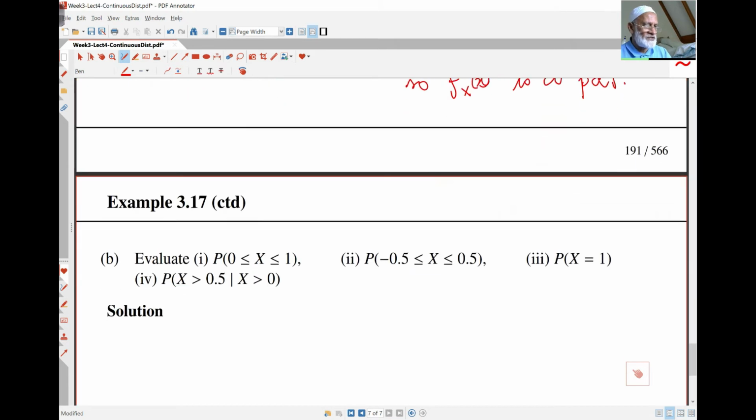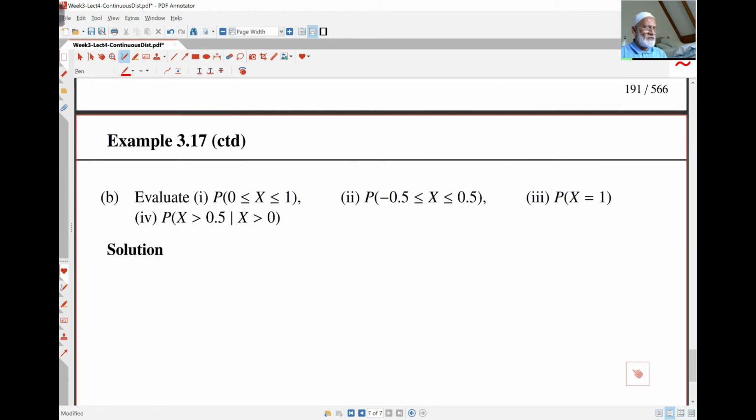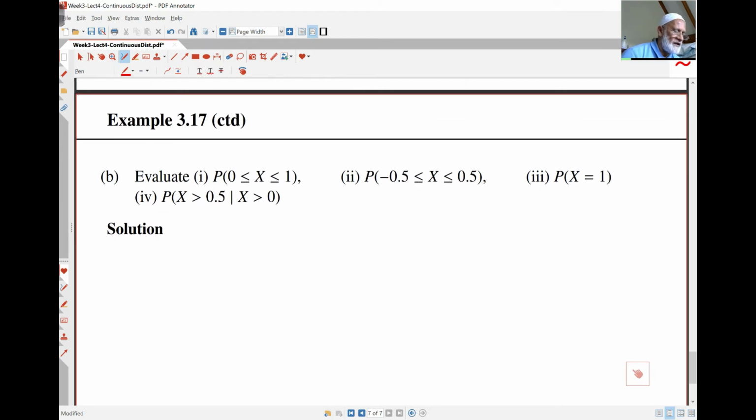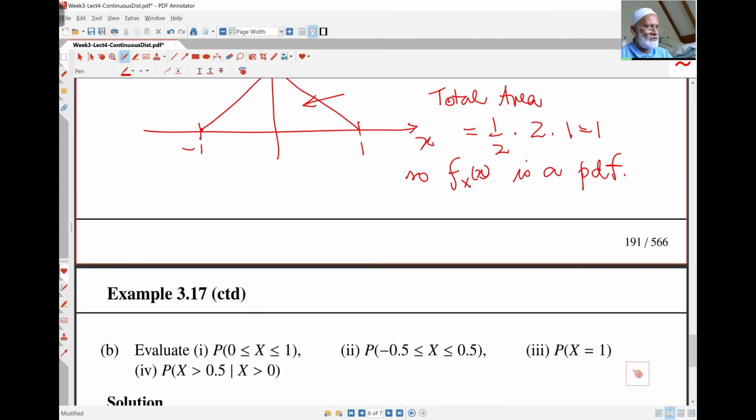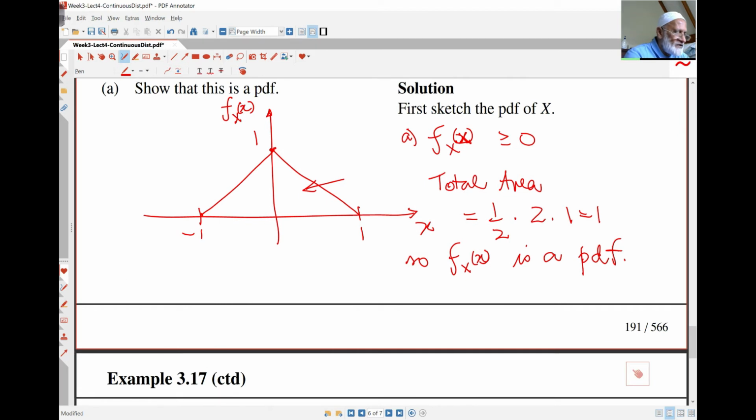The second part asks to work out some probabilities. The first is the probability x lies between 0 and 1. So I don't need to do much work for this. I'll go back to the PDF here. There is 0, so what I'm after here is this probability, this area. I can work it out actually.